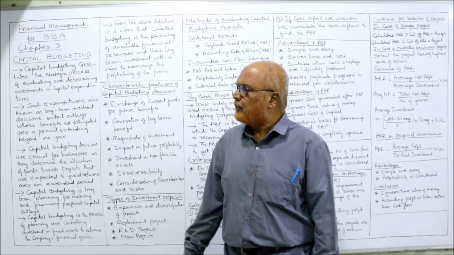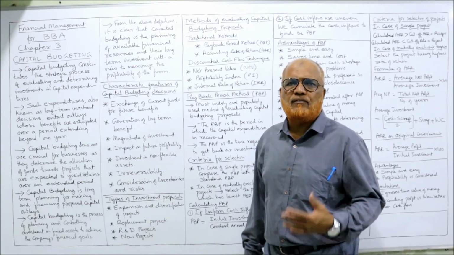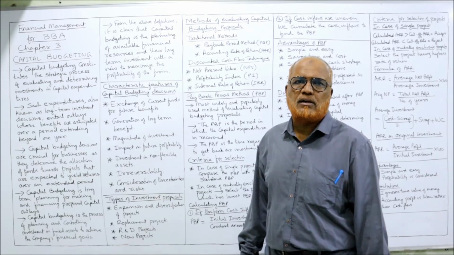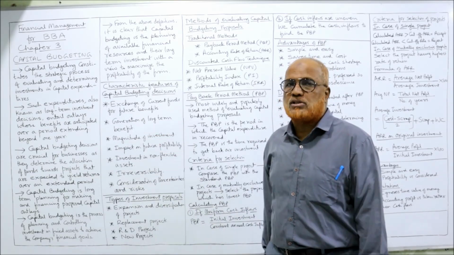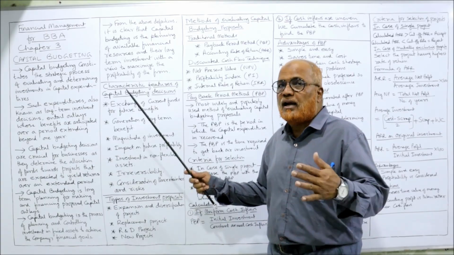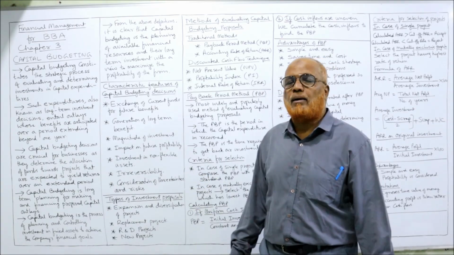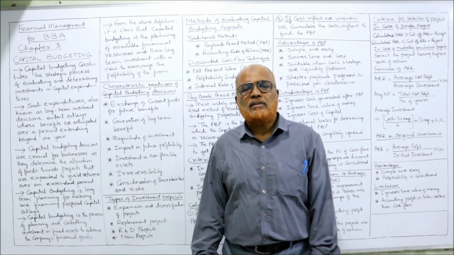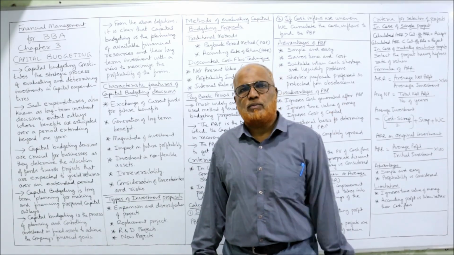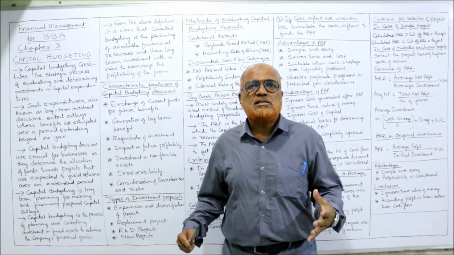First we'll see the meaning. Different authors have given different definitions to the term capital budgeting. Now capital budgeting constitutes the strategic process of evaluating and determining investment in capital expenditure. Why is it called strategic? Because the decision will be taken by the top management. Because many reasons are there.